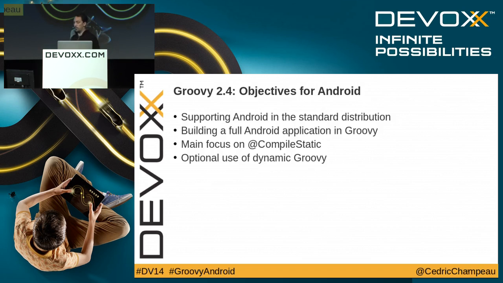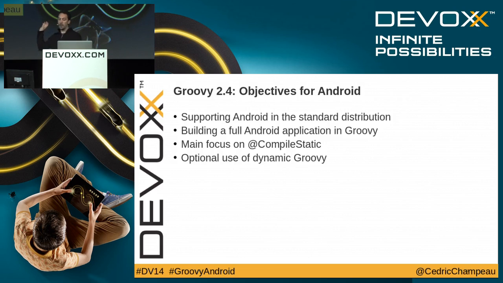Compile static is important. I said that Groovy is a dynamic language. Actually, it's a dynamic language by default, but if you use an annotation called compile static, you turn Groovy into a language which is statically compiled. So to simplify, Groovy will behave exactly like Java. So no runtime method selection, the bytecode will be the same, the speed will be the same.